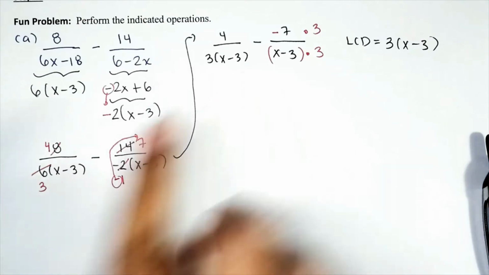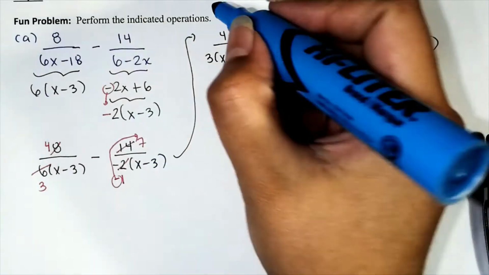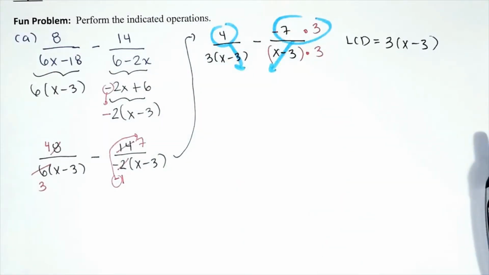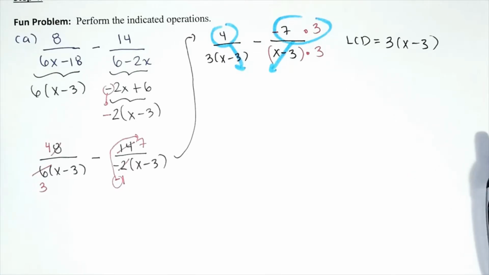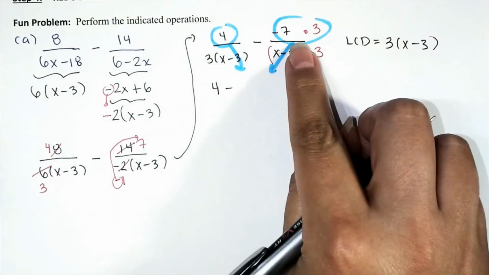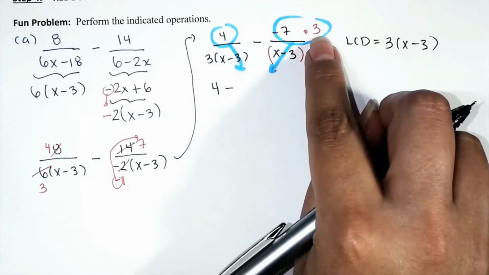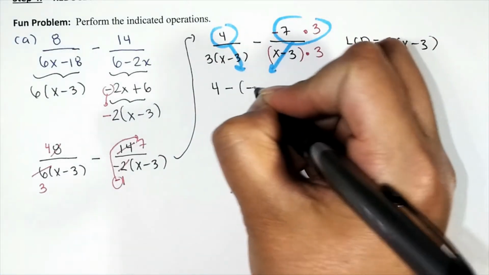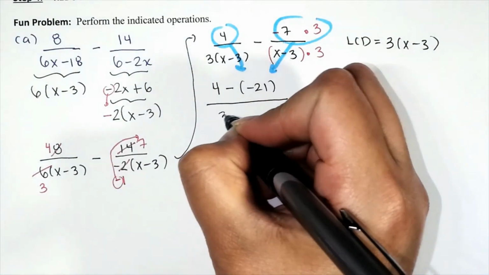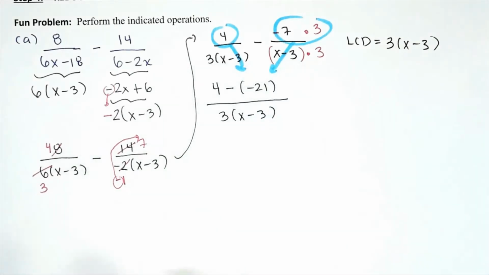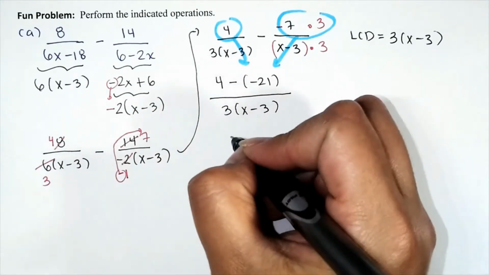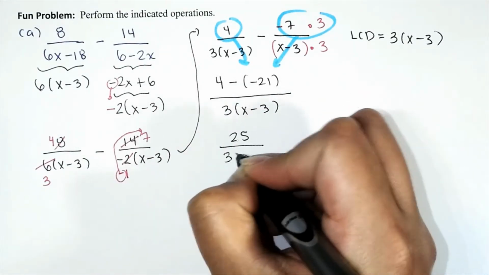So that means that we now have the green light to subtract. We are going to subtract the numerators and then write the difference over the common denominator. So we have 4 minus the second numerator, which is negative 7 times 3. Let's just show off our math. That will give us negative 21. And then we're going to write that difference over the common denominator, which is 3 times x minus 3. Alright, to finish it off, when we simplify the numerator, 4 minus negative 21 will give us 25. And that's all over the common denominator.